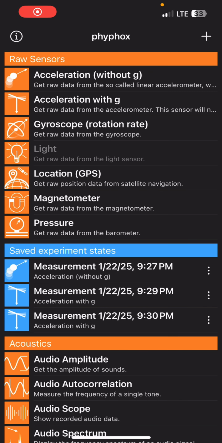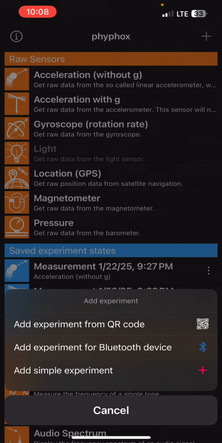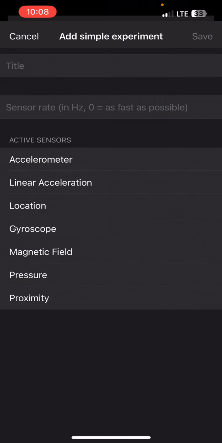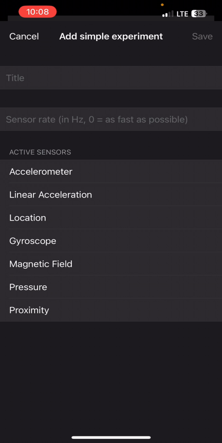All right, let's take a quick look at some of the features that it offers. So it has a ton of different pre-built experiments. As you can see here, you can add experiments from a QR code, or you can add simple experiments, which it has a bunch of. It usually just offers you its active sensors like the accelerometer, linear acceleration, and a lot more.